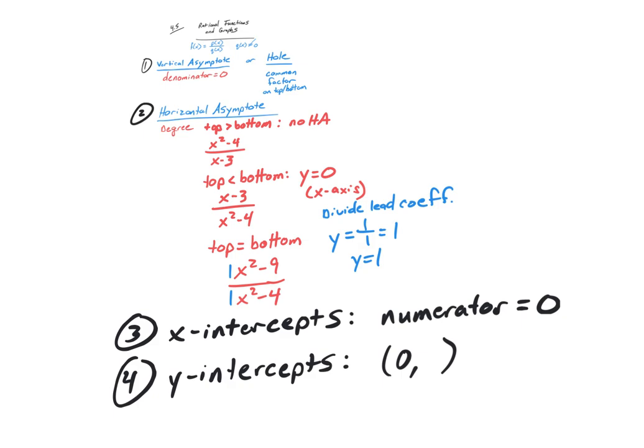And when the top is less than the bottom, it means y equals 0 is my horizontal asymptote. It's just y equals 0. That's probably going to be your most common one. If I go back.